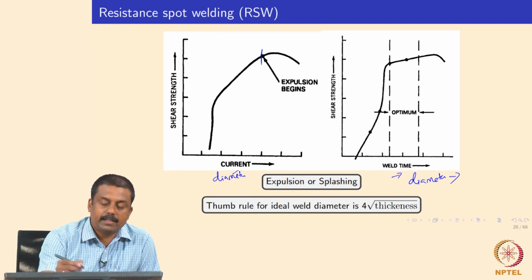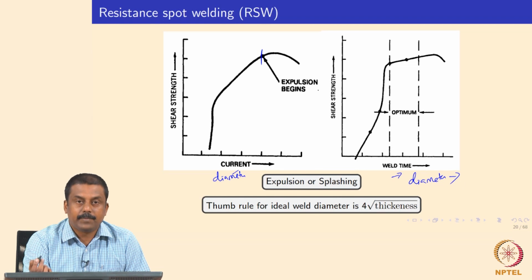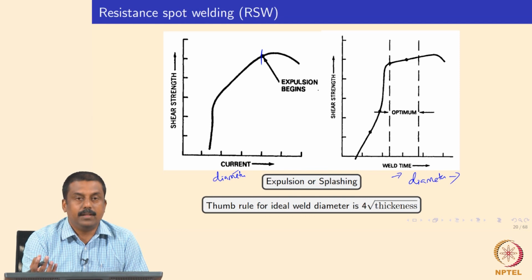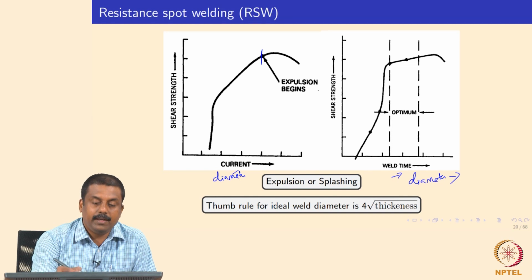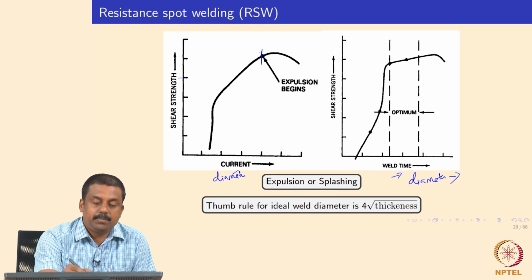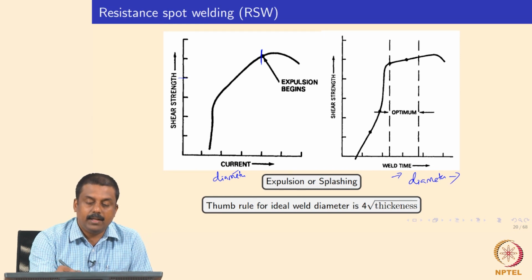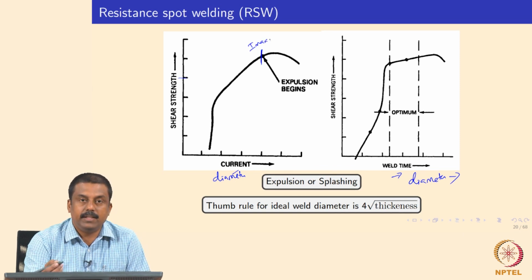This continues until expulsion happens. So upon expulsion, what happens? We will not have a good solid nugget, because the liquid metal that is formed is expelled, because you form more volume of liquid. So ideally we need to identify the maximum acceptable weld nugget diameter for an acceptable strength level. The current level at which expulsion happens, just below that point, is known as Imax. So Imax always gives the largest weld nugget diameter.